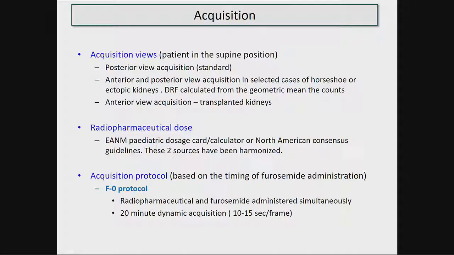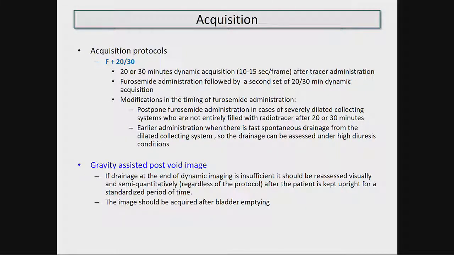As for the acquisition protocol, it's based on the timing of furosemide administration, but we just mentioned in these guidelines the two most common protocols, the F0, meaning that the radiopharmaceutical and furosemide are administered simultaneously, and following that there is a 20-minute dynamic acquisition. And the other one, which is more commonly used in North America, the F+20 or 30, meaning that you first acquire a dynamic study for 20 to 30 minutes, and only after that you administer Lasix and start a second acquisition of 20 to 30 minutes.